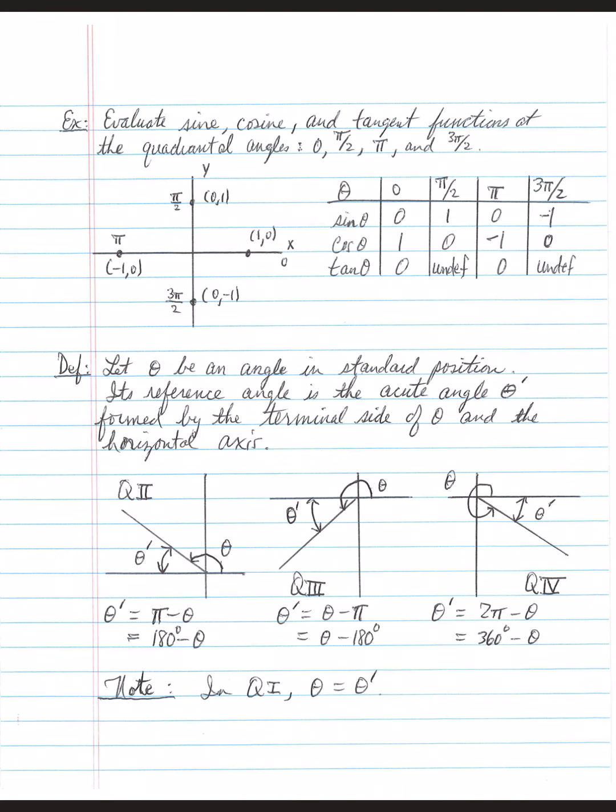Your reference angle would be the quickest trip. In every case, reference angle is the quickest trip from terminal side to x-axis. These are the calculations you would use based on quadrant and whether you're in radians or degrees. So if you're, say, in quad 3 and you're given an angle like 240 degrees, the way you would calculate your reference angle would be 240 minus 180, which would be 60 degrees.